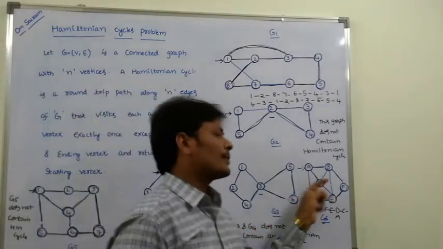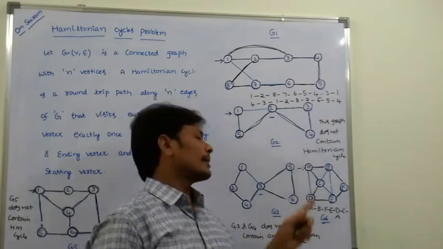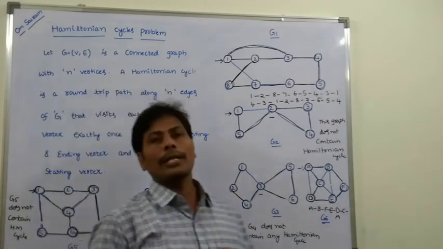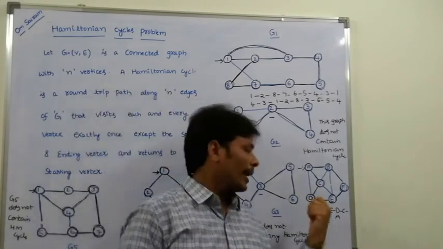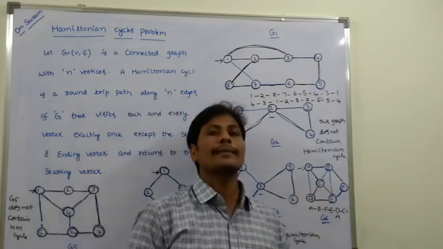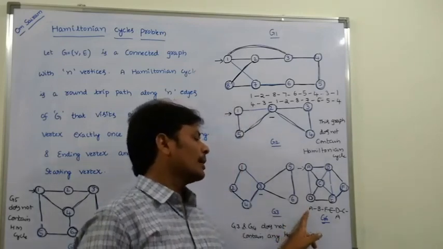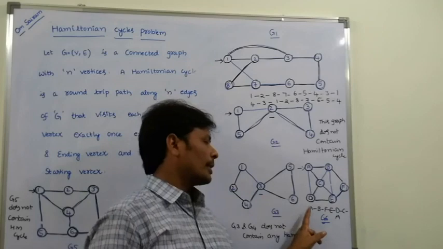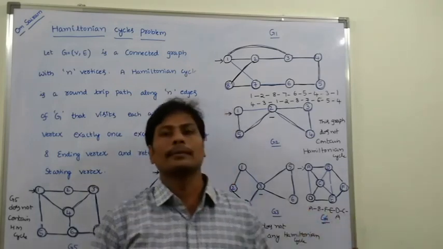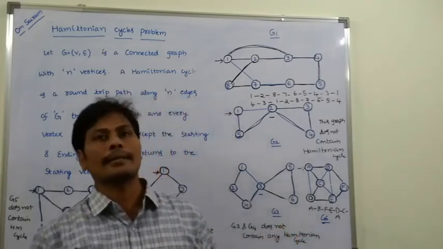Now consider graph G6. This graph contains a Hamiltonian cycle. This graph does not contain any articulation point or any pendant vertex. So we can say that the graph contains a Hamiltonian cycle. So this is a Hamiltonian circuit: A, B, F, E, D, C, A. So this graph G6 contains a Hamiltonian cycle.